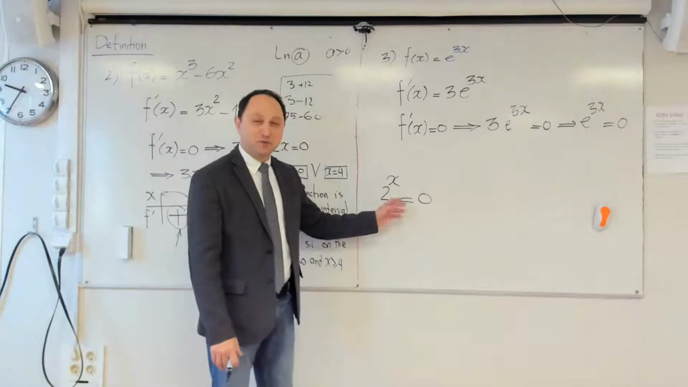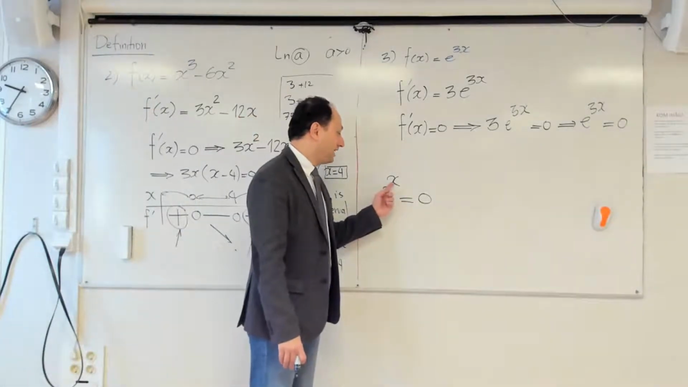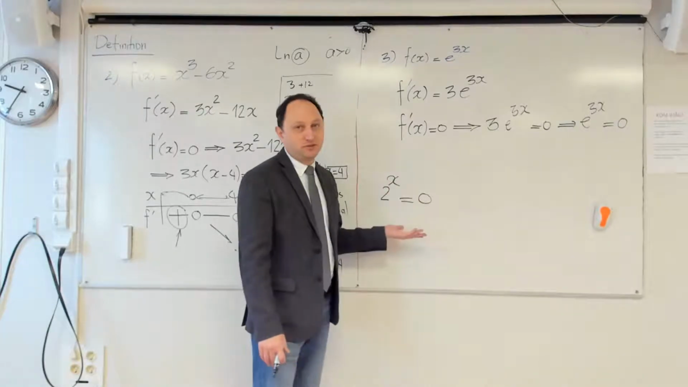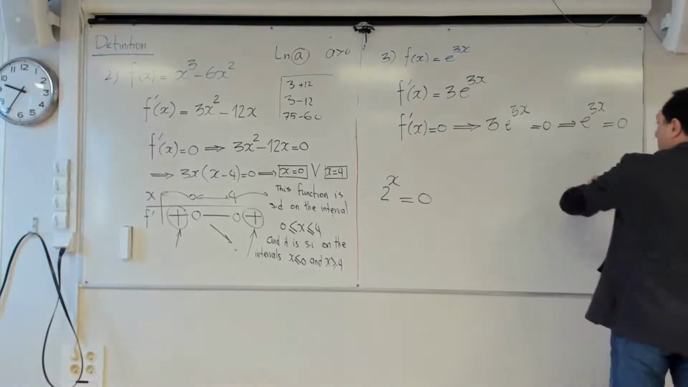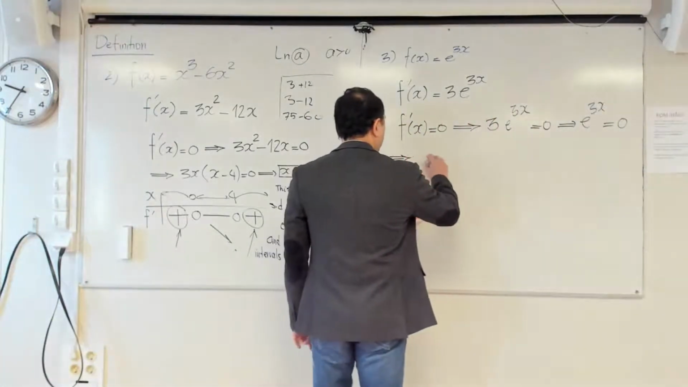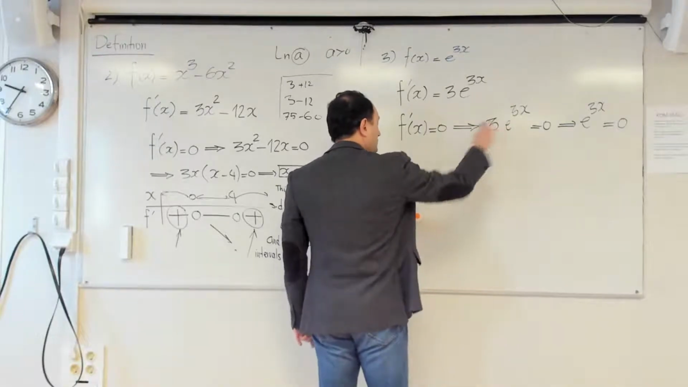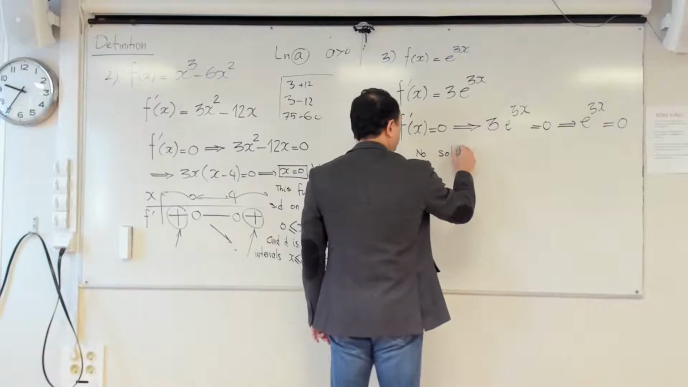Okay, so you are not cooperating. Let me answer myself. There is no number that if I put instead of x, 2 to the power x becomes 0. The same story is true: e to the power 3x is not equal to 0. So this means that there are no solutions.